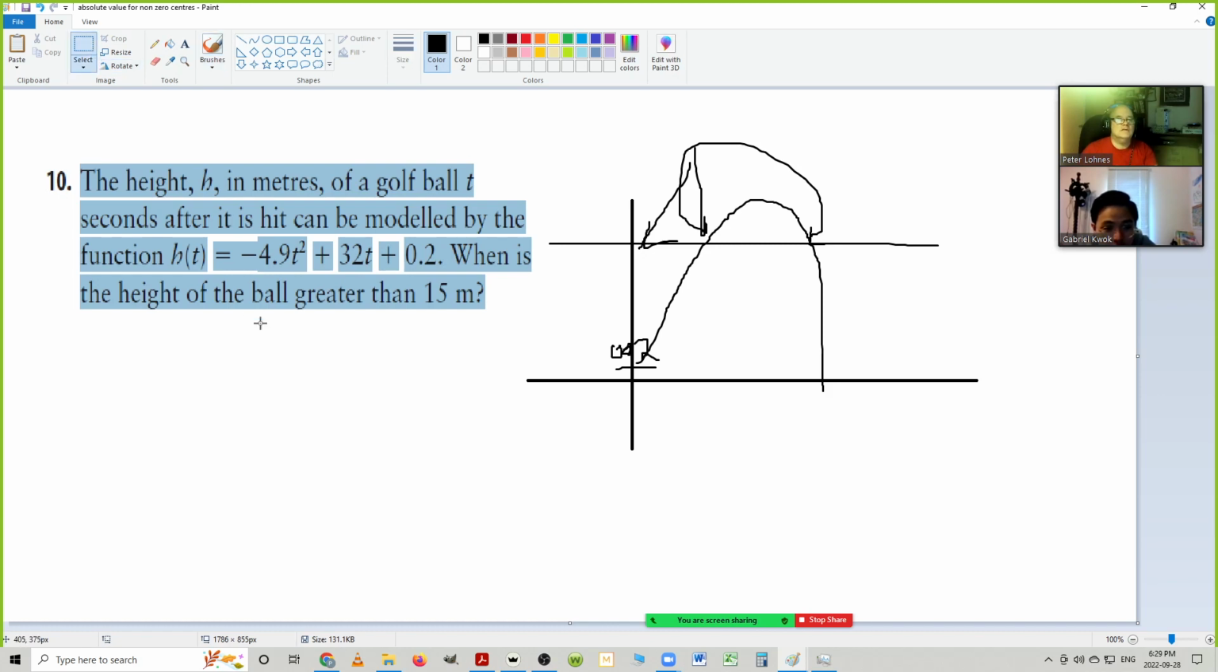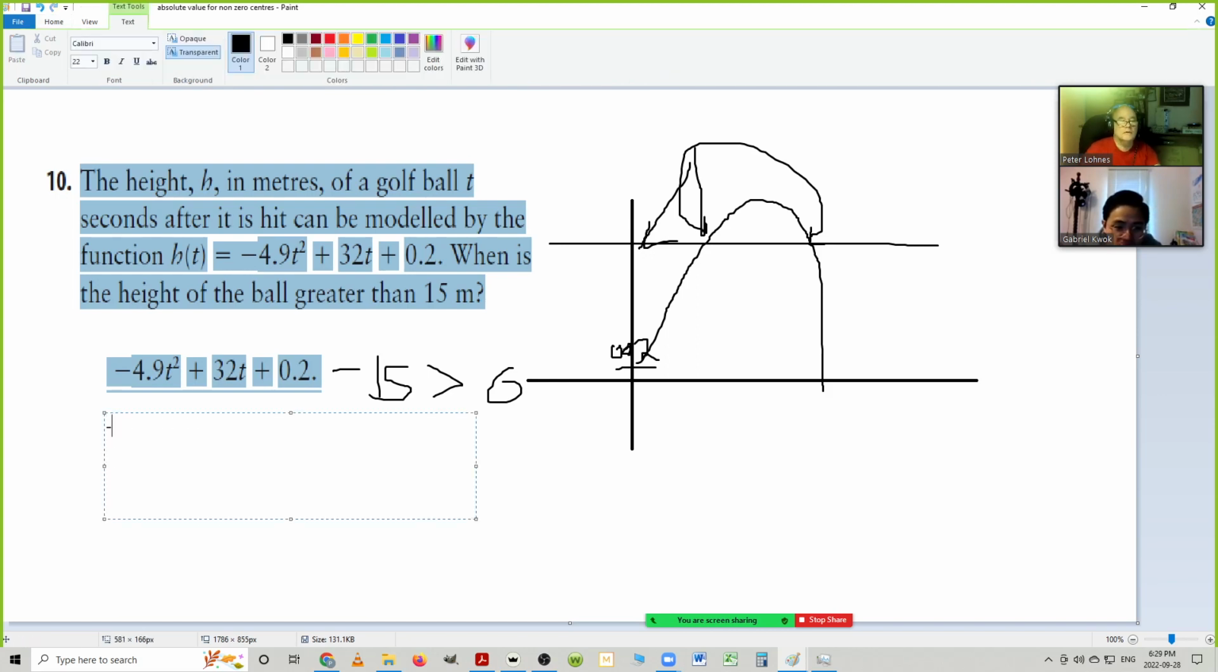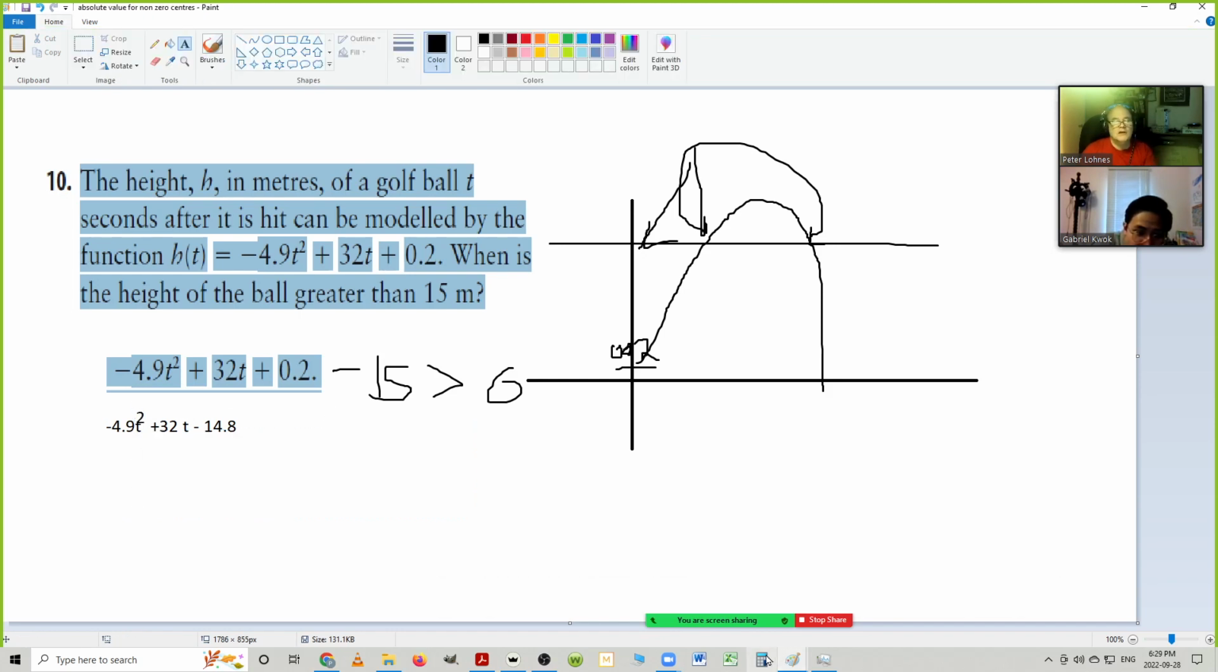So we set that equation to be larger than 15, and then we subtract 15 from both sides. So what happens when I subtract 15 here? So that becomes larger than 0. Negative 4.9t squared plus 32t minus 14.8. Now, I'm going to guess that if I divide everything by negative 4.9, they're all going to be dividable by it. Let's just see. I don't think 32 is dividable. It's not, but at least we can get the negative out of there.